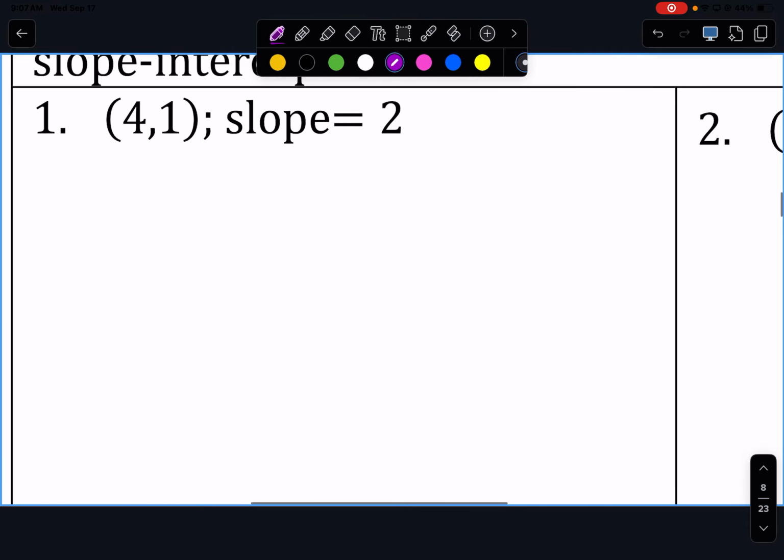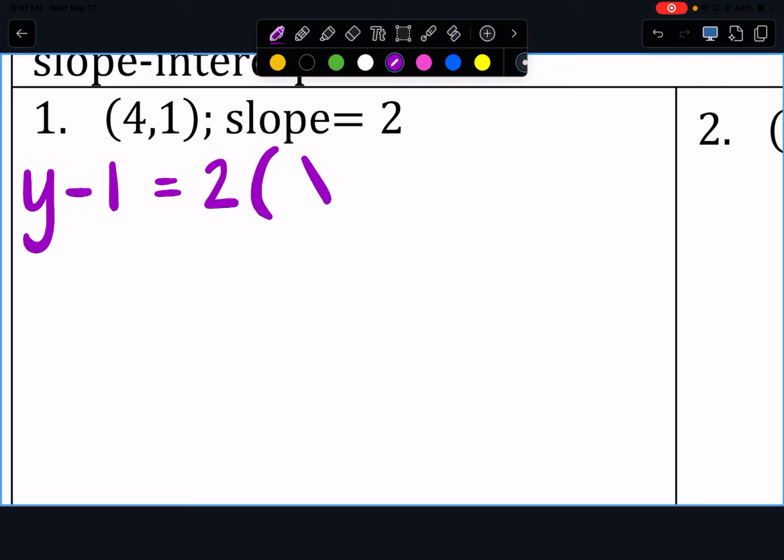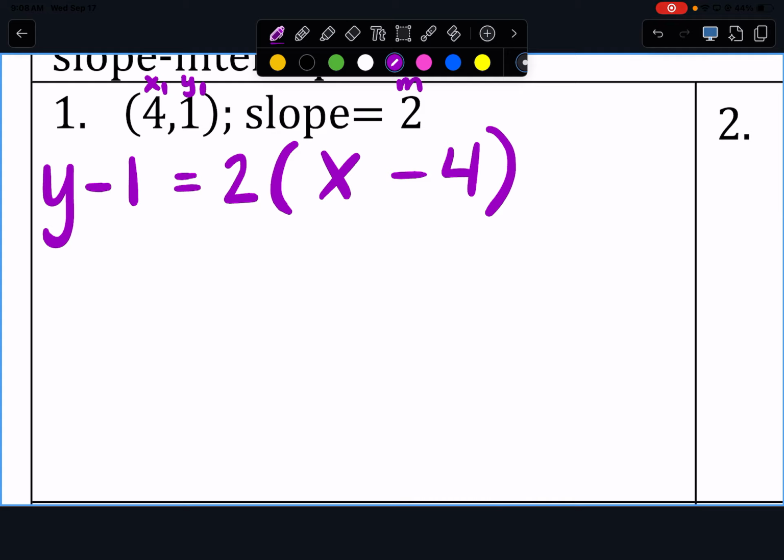For number 1, we're going to have y minus, what would our y1 be here? 1 equals our slope times x minus x1, which is 4. We're just plugging in our slope, which is our m, and our point, which is our x1 and y1, and then we solve. To solve for y, what do I need to do first? Before I add, I need to distribute. So we get y minus 1 equals, what is 2 times x?